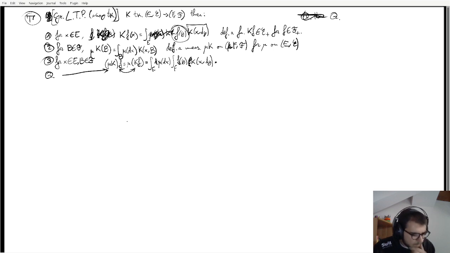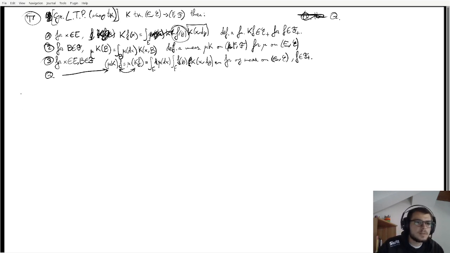I have some strange thing here in the notes, but in any case, this is for any measure mu on E, and f which is measurable and positive.